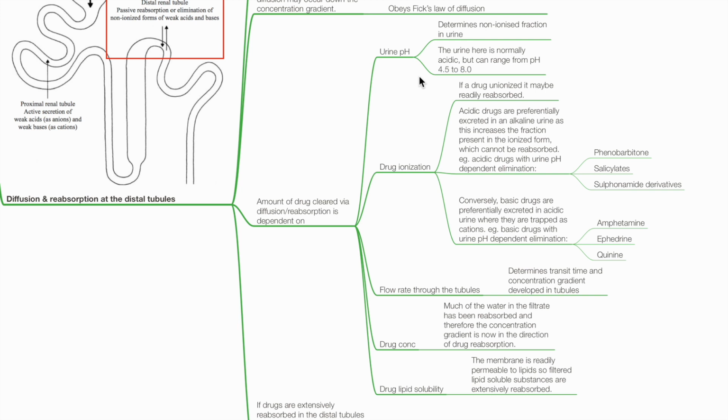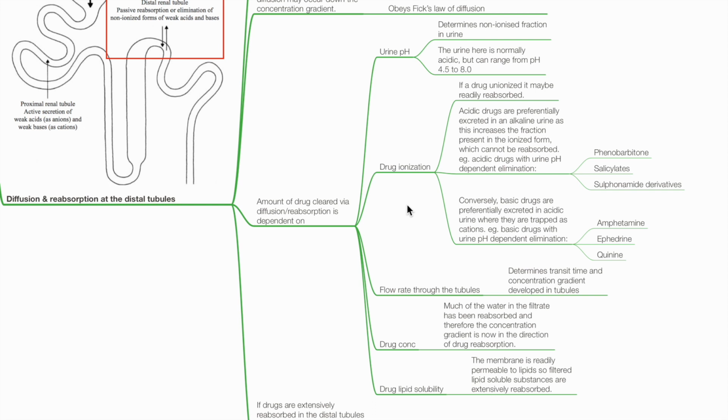Drug ionization. If a drug is unionized, it may be readily reabsorbed. Acidic drugs are preferentially excreted in an alkaline urine, as this increases the fraction present in ionized form, which cannot be reabsorbed. Examples of acidic drugs with urine pH-dependent elimination include phenobarbital, salicylates, and sulfonamide derivatives. Conversely, basic drugs are preferentially excreted in acidic urine, where they are trapped as cations. Examples of basic drugs with urine pH-dependent elimination include amphetamine, ephedrine, and quinine.